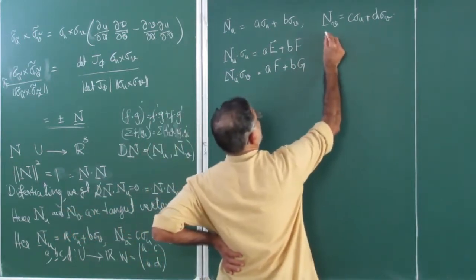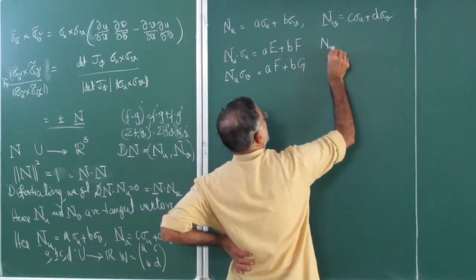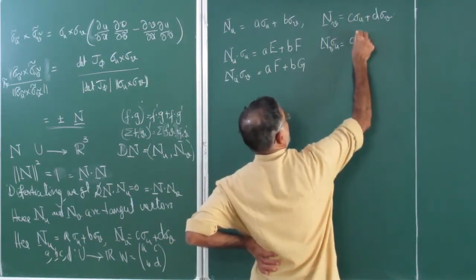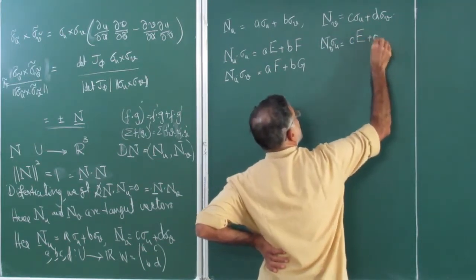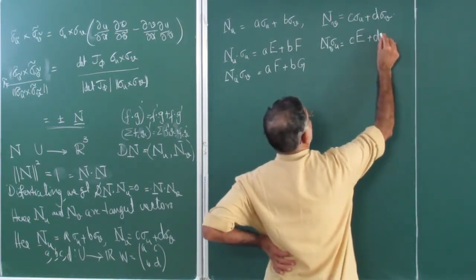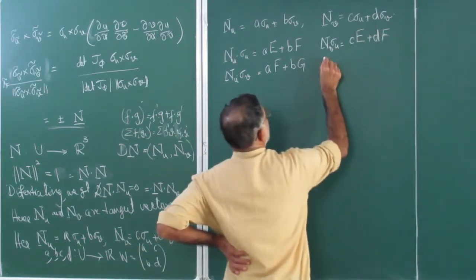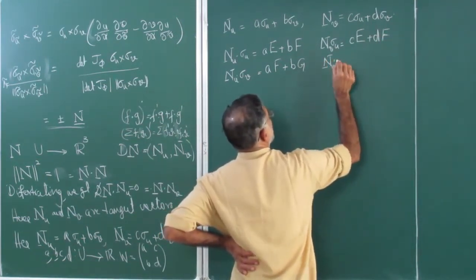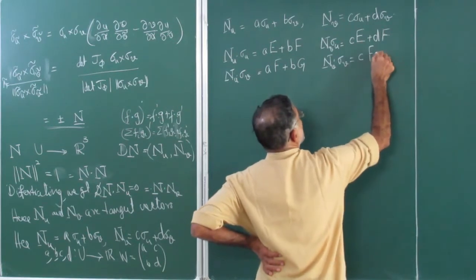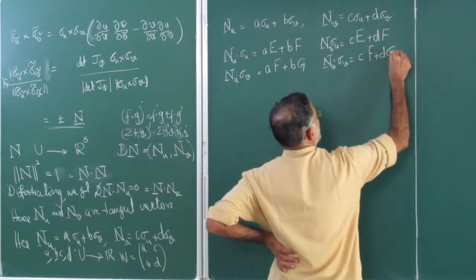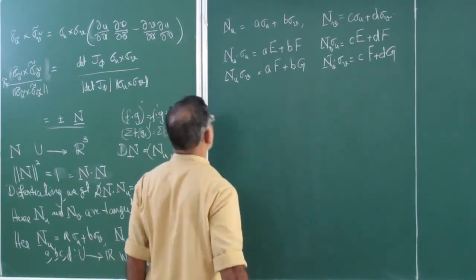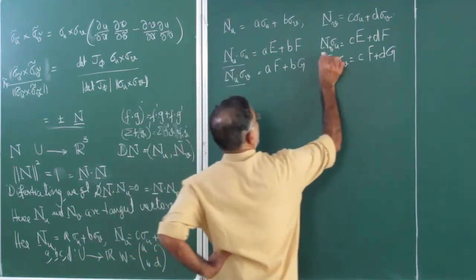Let's do it there also. So here Nv dot sigma u is C sigma u dot sigma u, that is E, plus D sigma v dot sigma u, that is F. Next, Nv dot sigma v is equal to C sigma u dot sigma v, that is F, plus D sigma v dot sigma v, that is G. So this is pretty nice, but for the left hand side, I have no idea how to manage that.